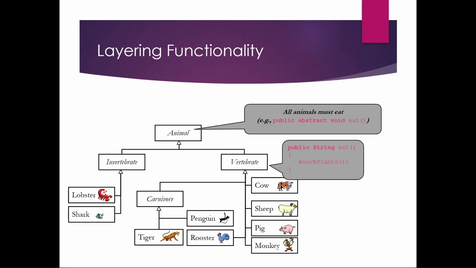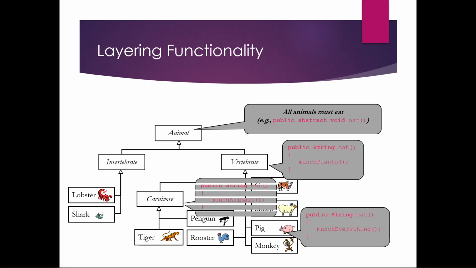So we can say, well, vertebrates in general, they eat plants. They're going to munch on some plants. That's going to be what they eat. But we also can define specific behaviors. So like pigs, they eat a lot of plants, but they'll eat anything. Pigs will eat pretty much whatever you put in front of them.